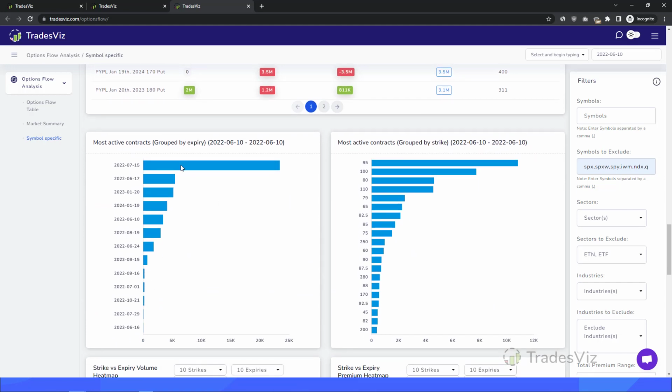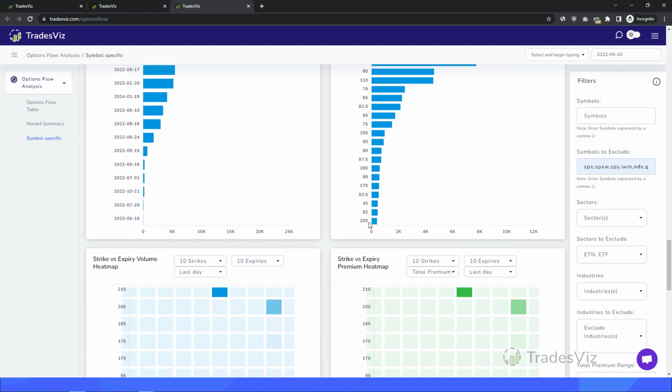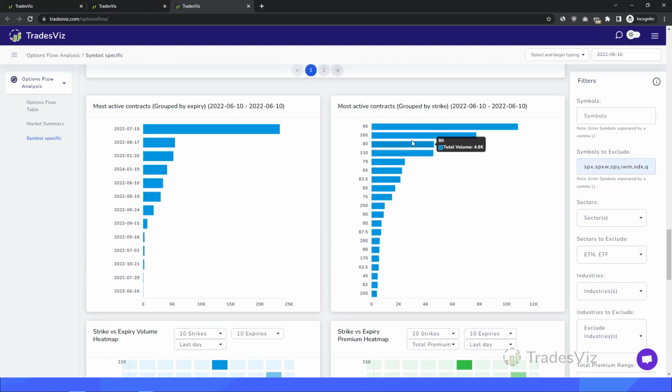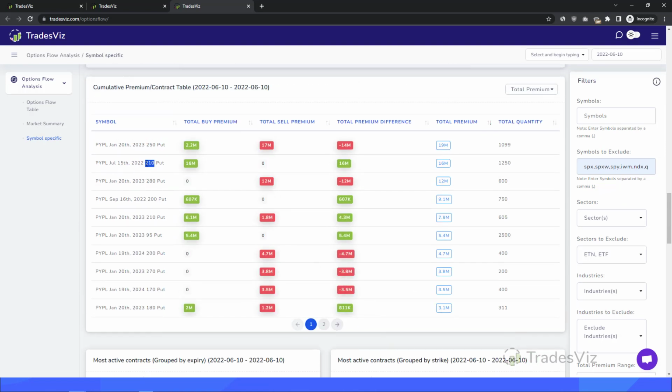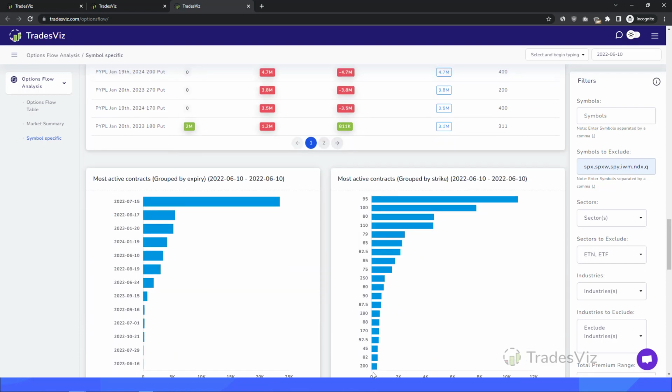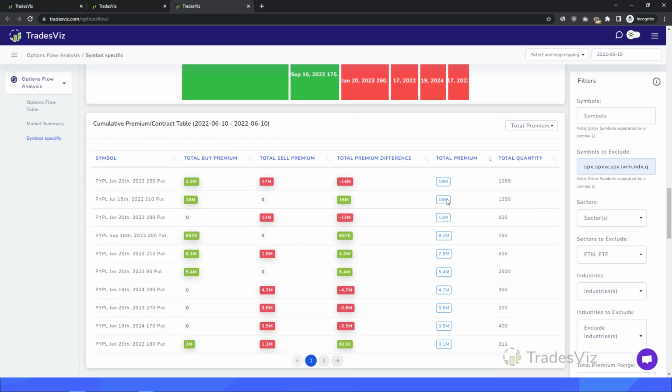Right? Now this is going to tell you most active contracts by expiry and by strike, right? 195, obviously the closest price to the current trading price, is going to be the highest, and you can look at other outliers. For example, here look at 210. Right? We don't see 210 over here. Why? Because not a lot of trades are placed.